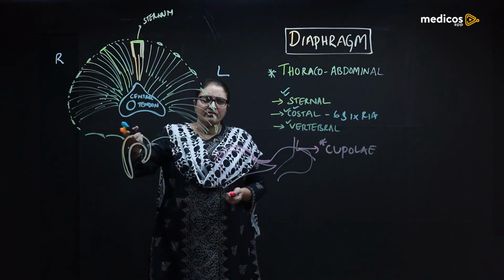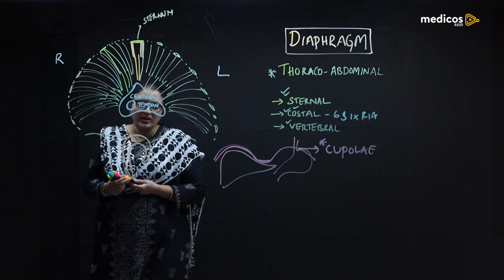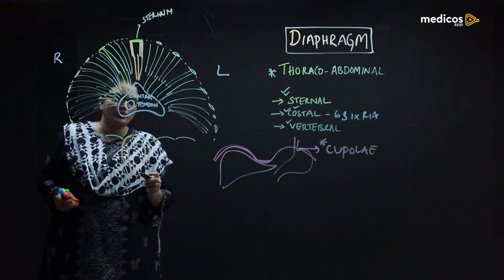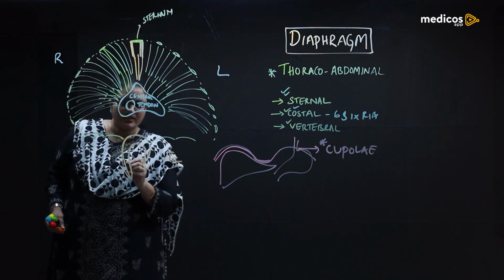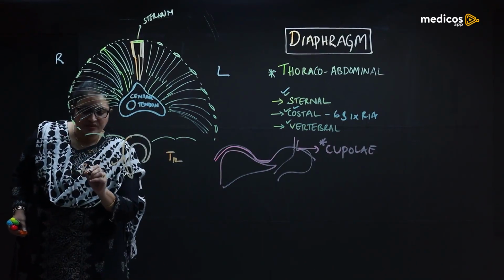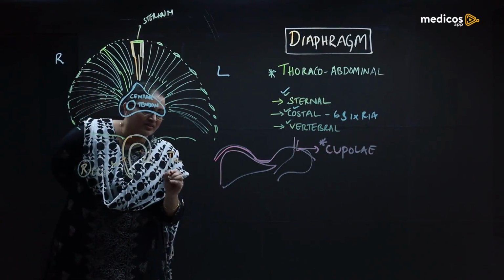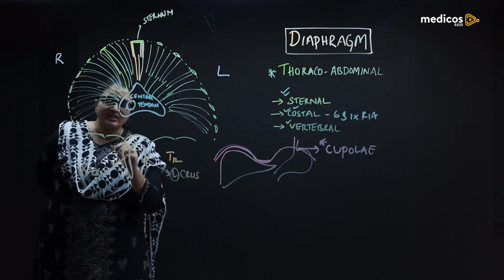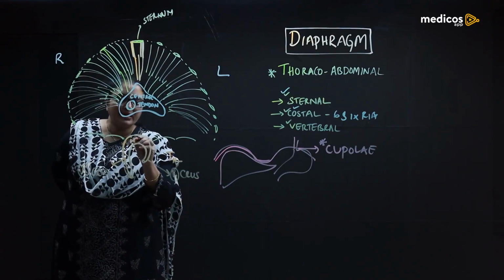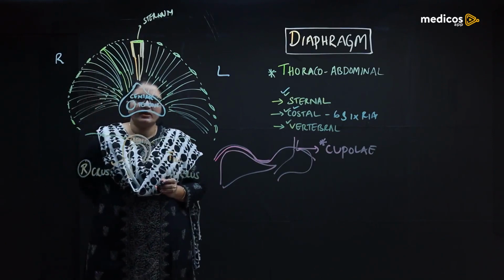Coming to the vertebral origin, it is by two crura, especially at the level of T12, as I have already said. There is a right crus and a left crus. The right crus and left crus are connected by a median ligament here. You can see they are connected by a median ligament.